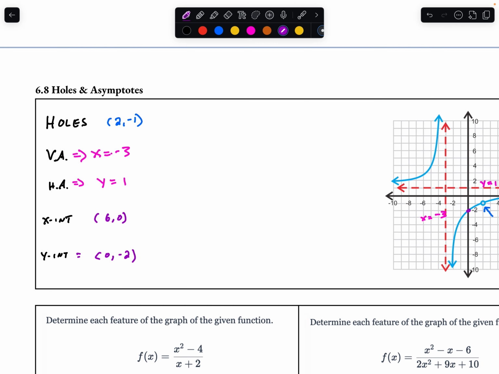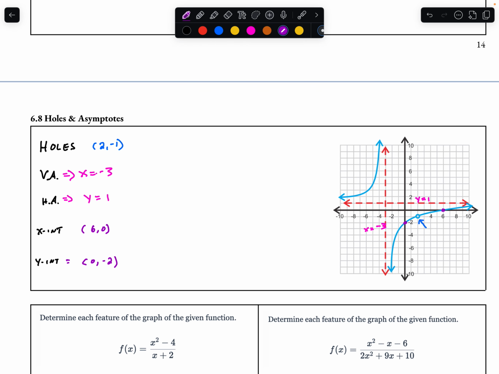Okay, so there's a lot going on with these rational functions. You can see here we've got holes, vertical asymptotes, horizontal asymptotes, x-intercepts, and y-intercepts. So it's all information that we need. Okay, so that's what it looks like visually here.